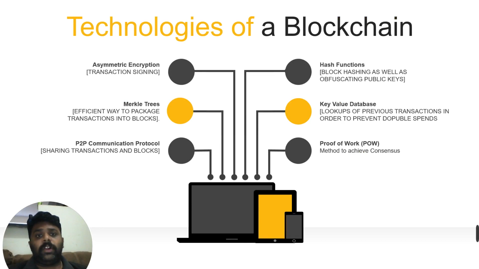So what are the technologies of a blockchain? The technologies of a blockchain consist of 6 technologies that are focused on here, starting from asymmetric encryption to proof of work. Line by line, the process is: asymmetric encryption, that is called transaction signing, and once that is done, it goes to the hash functions, the blocking hash, as well as upstreaming public keys.